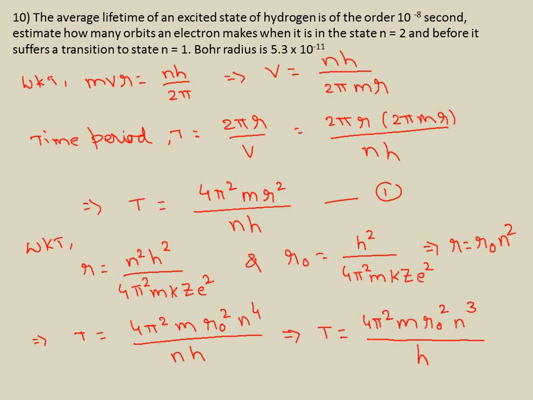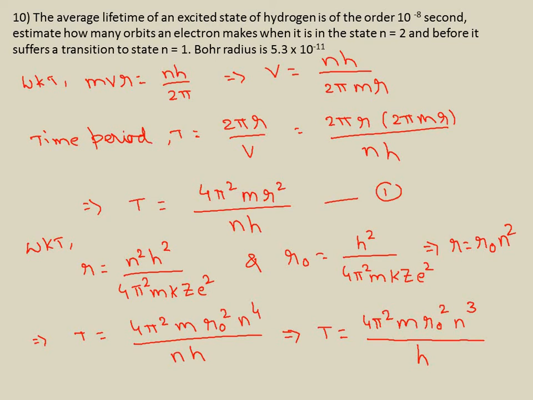The average lifetime of an excited state of hydrogen is of the order 10 power minus 8 second. Estimate how many orbits an electron makes when it is in the state n equal to 2 before it suffers a transition to state n equal to 1. Bohr radius is 5.3 into 10 power minus 11. What do you mean by that Bohr radius? Do you remember? R naught value. That's the first orbit radius, and that's what is called Bohr radius.